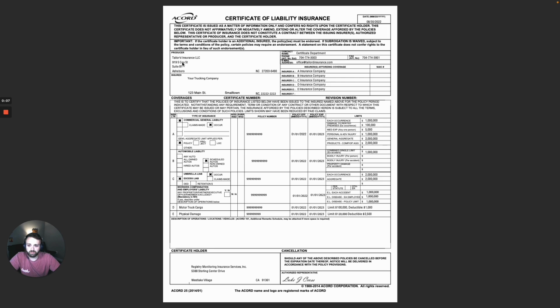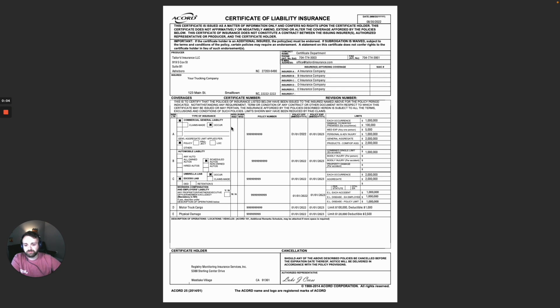Up here on the left hand side is your producer information, which is the insurance agency that you're with. And then right here, insured, that's your trucking company. It has your information right here. And then on the right hand side here, you see different insurance companies. And so they're labeled as Insurer A, Insurer B, Insurer C. The reason why is because over here on this side, you'll see these letters. So it's letting you know which insurance company is insuring which line of business.